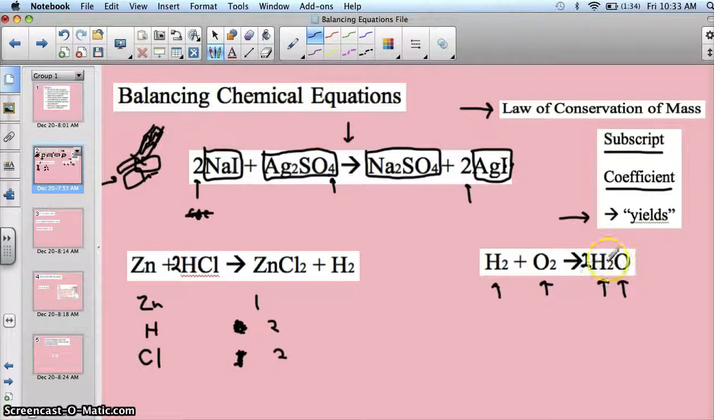So we have 2 O's and 2 O's, but you see what that did to the H's? We now have 4 H's, and we only had 2 H's over here. So what do we do in front here to make it 4 H's? We do that. 2 times 2 is 4, and 2 times 2 is 4. So that leaves 4 H's and the 2 oxygens.